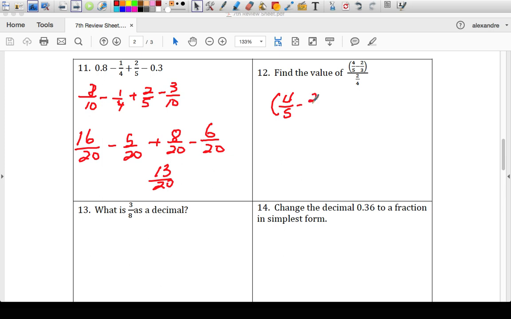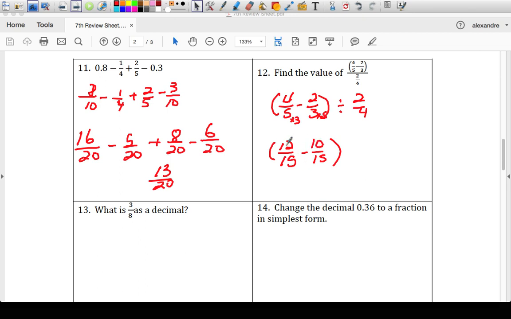So this, I can rewrite it like this. 4/5 minus 2/3. And I'll divide this by 2/4. Let's do inside here first. The LCM is 15. Is 5 times 3, right? So on top is times 3, which is 12, times 5 here, on top times 5, which is 10.